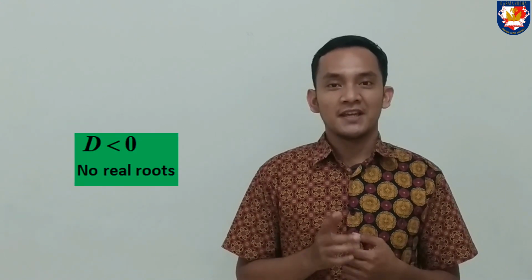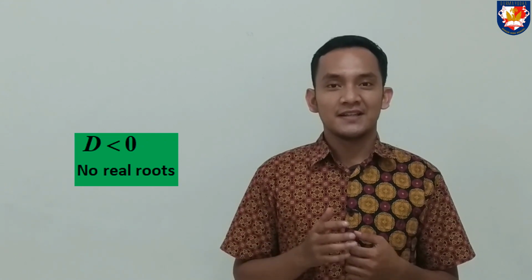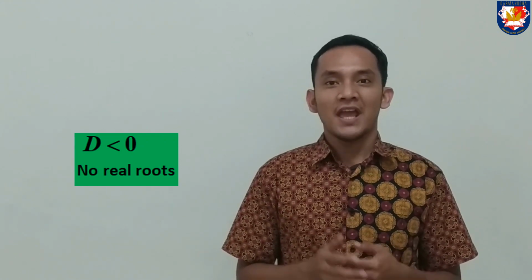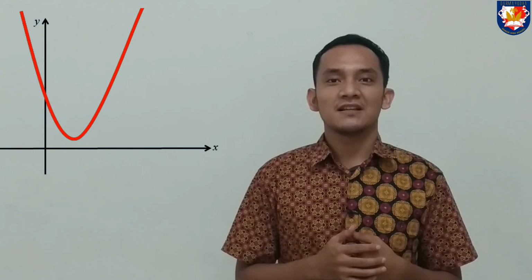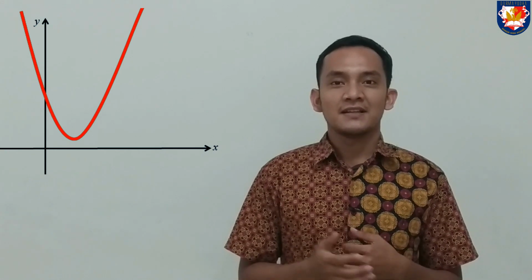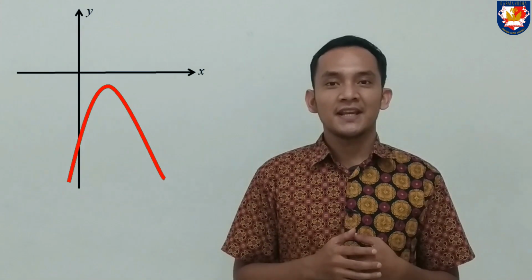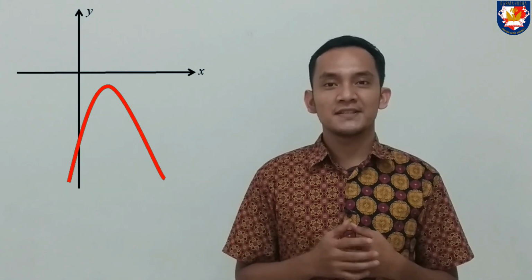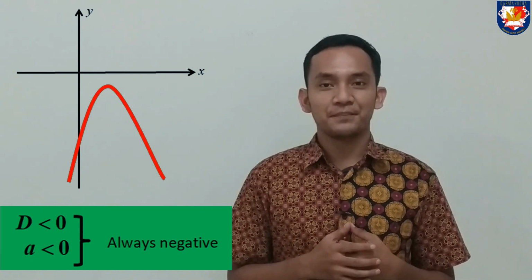What happens if the discriminant is smaller than 0? If the discriminant is smaller than 0, the quadratic equation has no real root, or there is no x-intercept. If the curve opens upward, it means that the value of A is larger than 0, and the value of y will always be positive. If the curve opens downward, then the value of A will be smaller than 0, and the value of y will always be negative.